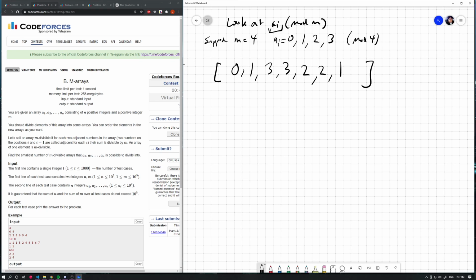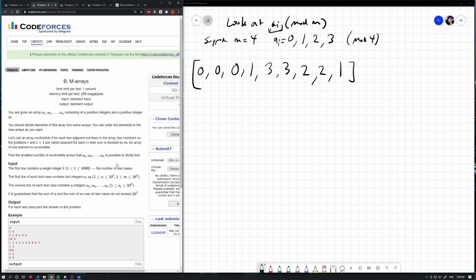So let's write down a random array and try to think about this. Let me just draw more zeros. Okay, cool. The first thing to notice is that if you look at all of these numbers mod m, very clearly, if we try to come up with an upper bound for what... oh, I forgot to mention what the question was asking.